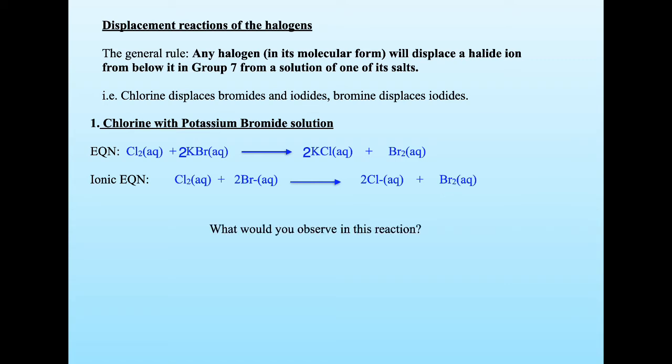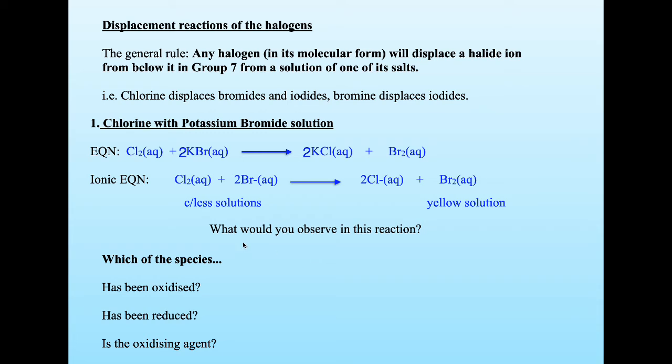What would you see in this reaction? Well, let's have a look at what we've got. Both of these are colourless solutions. Chlorine water is a colourless solution. It's basically water with chlorine molecules in it. And potassium bromide is a colourless solution. But when we mix them, we get this colourless solution, but predominantly we get the yellow solution of bromine, aqueous bromine. So you'd see a yellow solution formed.